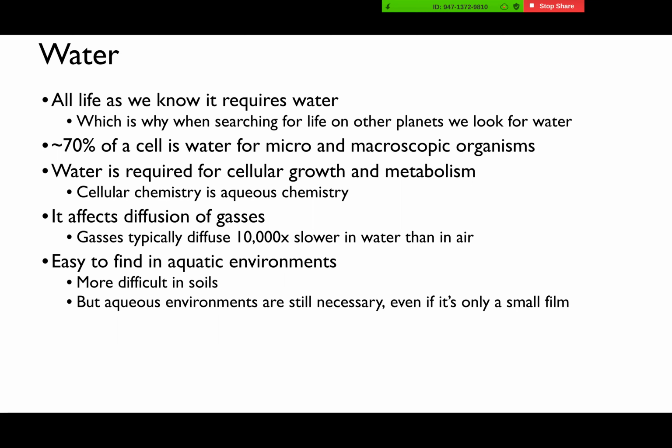The interesting thing about water as a molecule is it affects the diffusion of gases. And the really interesting thing is gases typically diffuse 10,000 times slower in water than they do in air, which is kind of a striking thing when you think about it. But ultimately, water itself is really easy to find in aquatic environments.